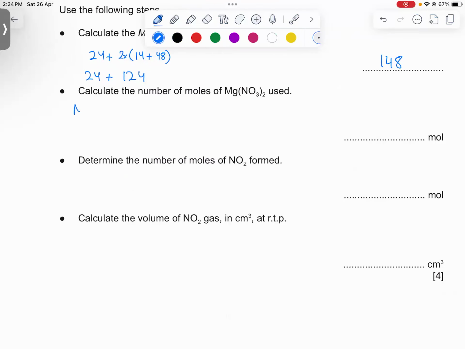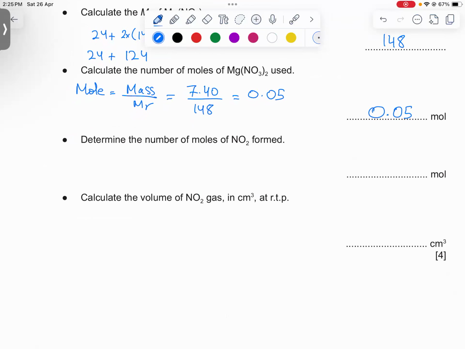Calculate the number of moles. What is the formula of moles? Moles is equal to mass upon Mr. Mass is 7.40 divided by Mr, which is 148. 7.40 divided by 148 is 0.05. Next, determine the number of moles of NO2 formed.